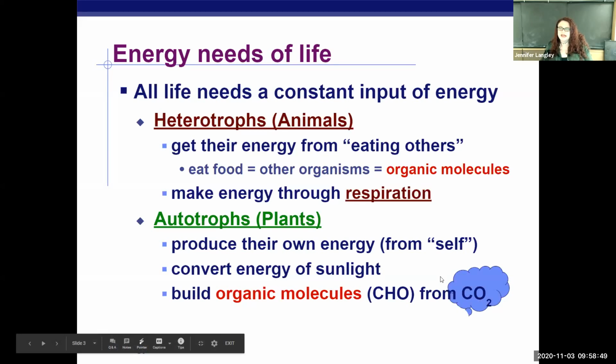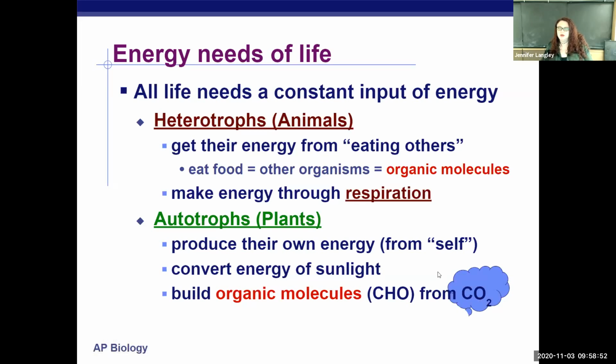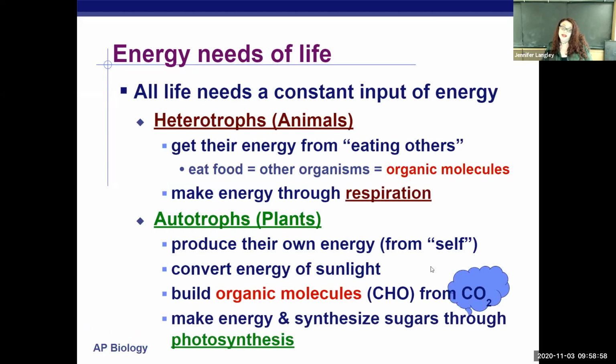Okay, can you imagine if you just laid out in the sun and breathed, that you wouldn't be hungry, you'd be full, you'd be healthy, all that. Be kind of nice.